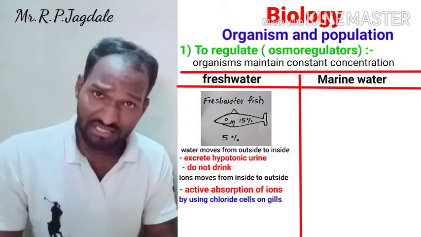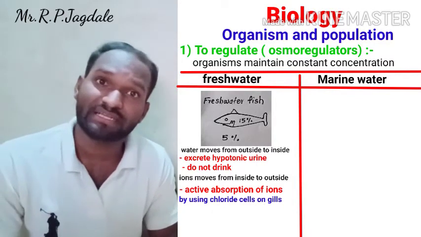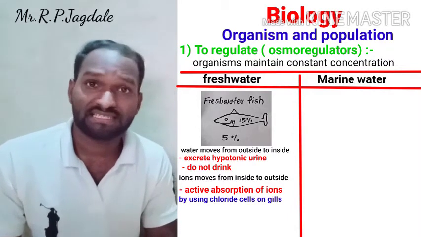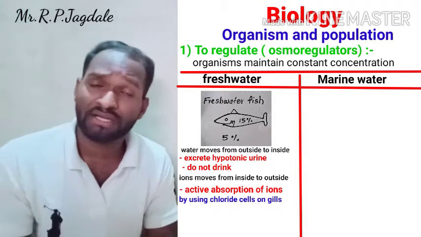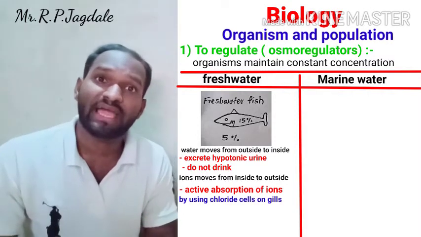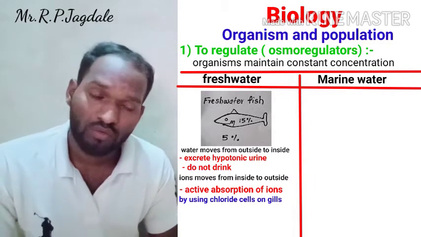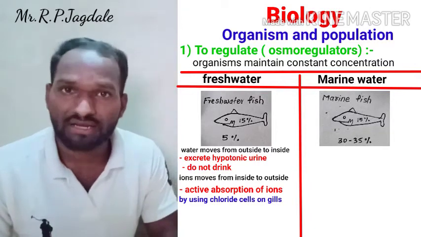So in fresh water, the fish regulates its internal concentration of 15% by excreting hypotonic urine, by not drinking water, and by actively absorbing ions. Now the same applies in the case of sea water or marine water.